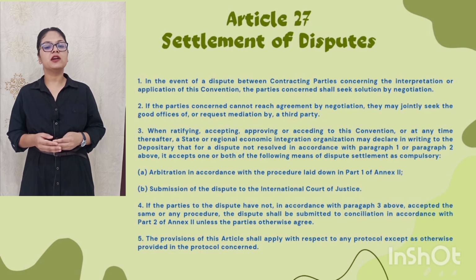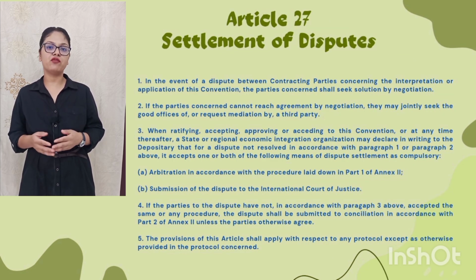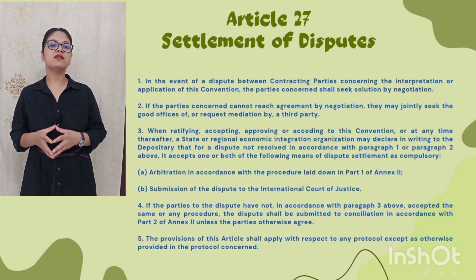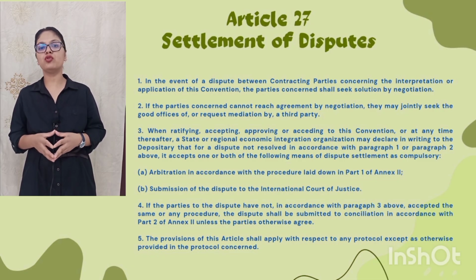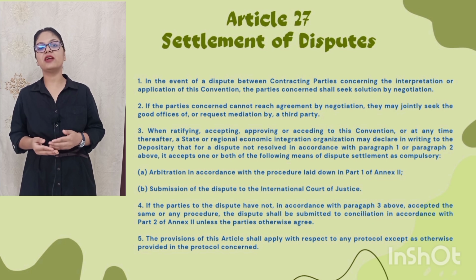The next provision is Article 27, which deals with dispute settlement. It provides two kinds of means by which a dispute among the contracting parties can be resolved. First means includes negotiation between the contracting parties, and if those negotiations do not work, then they can go for good offices or mediation by a third party. The other means are compulsory means, which include arbitration or submission of the matter to the ICJ, that is, International Court of Justice.